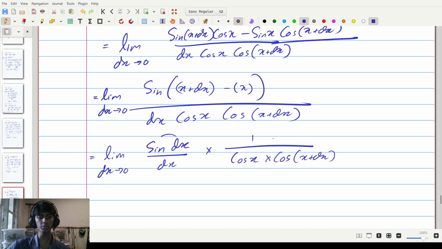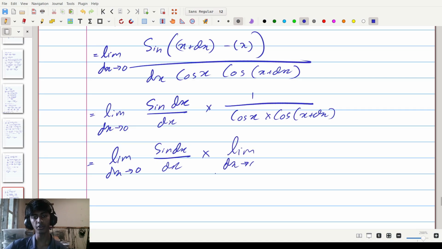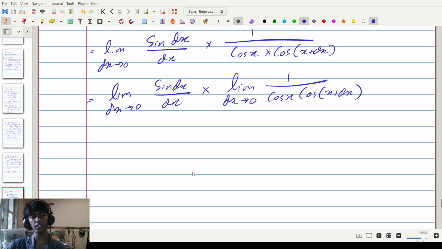This was strategic because we know what this limit is. So now we have a product of two functions, turning that into a product of two limits. We have the limit as dx approaches 0 of sine of dx divided by dx, times the limit as dx approaches 0 of 1 divided by cosine of x times the cosine of x plus dx. Now what we're going to do is evaluate the left side limit. The left side limit is 1. We know it's 1 because we proved it earlier.